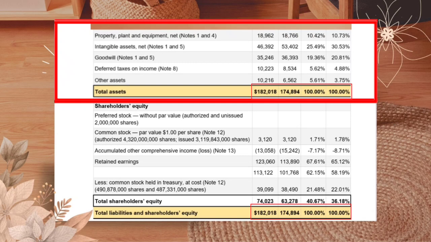As for the percentage, we are going to look at the 2021. The total asset percentage is 100%. And as for the total liabilities and shareholders' equity, the percentage of 2021 is also 100%. Both are equal or balanced, therefore it is correct. Same goes to 2020, where the total asset of 174,894 is equal to the total liabilities and shareholders' equity, which is 174,894. And for the total asset percentage, both of them are 100%.